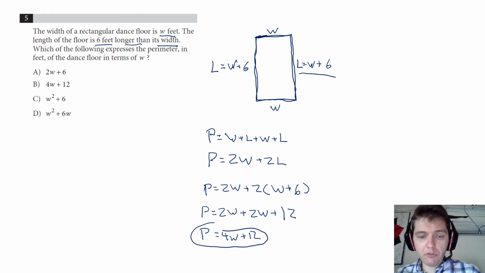That's your answer. Perimeter is 4W plus 12. And that's an option. B is the correct answer.